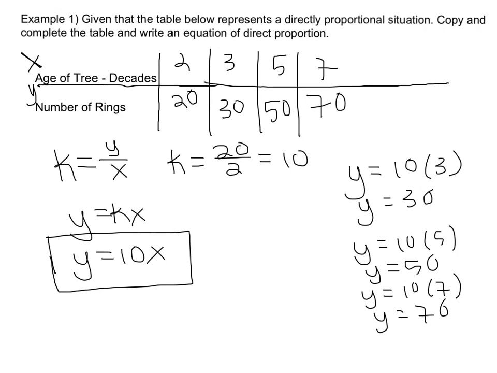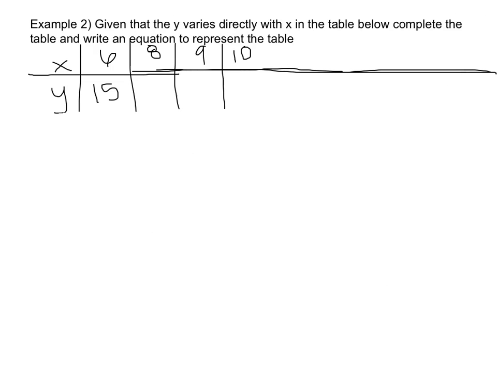Here we have another problem. Again, in this problem, the problem tells us that y is varying directly with x, or that this table is representing a directly proportional relationship. And we are asked for the same thing. We're asked to write the equation of direct proportion, and we are asked to complete the table. This time I'm going to complete the table first and then write the equation. It's up to you when you do your problems.